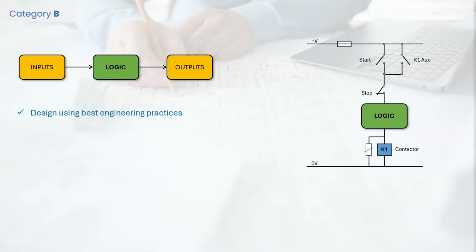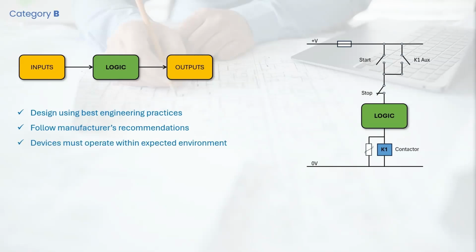Under this category, the control system must be designed using best engineering practices such as NEC or NFPA and built using basic safety principles as defined in the ISO 13849 standard. The designer must select, install, and assemble according to the manufacturer's recommendations and instructions. The control system must be designed to operate in its expected environment. For example, size the components to the correct voltage and current requirements.